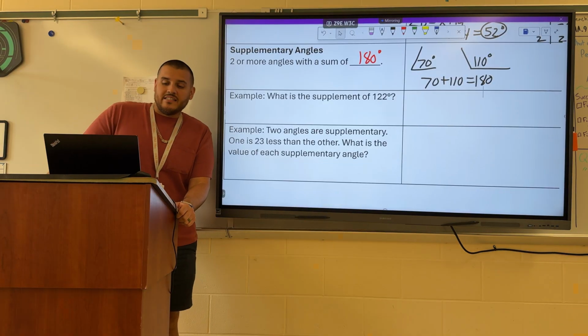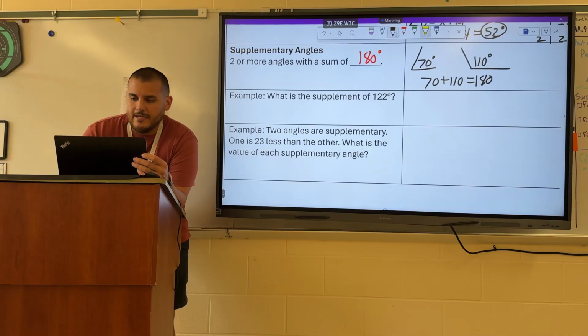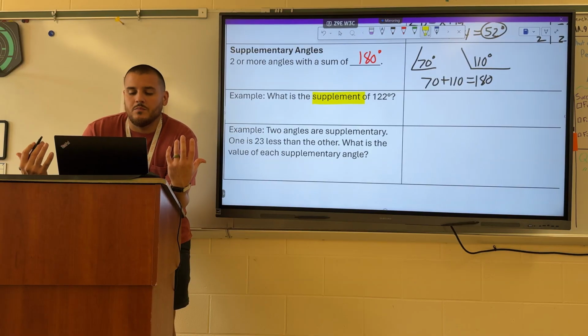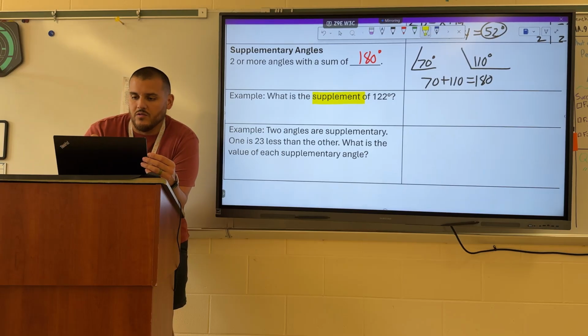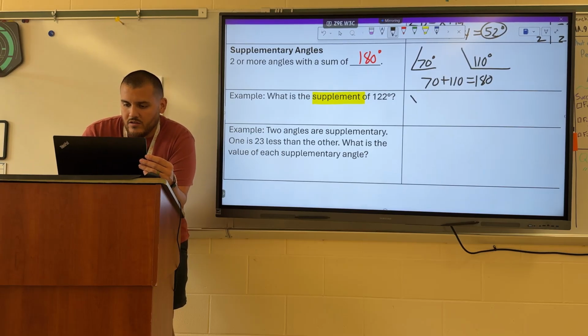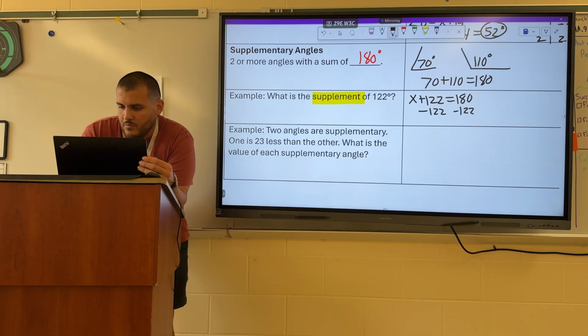Our first example is nice and easy here. It's just asking us to find the supplement of 122 degrees. The supplement of an angle would just be an angle that adds with it to equal 180 degrees, like supplementary angles do. So we're trying to figure out what value, which we can call x, when added to 122 gives us 180. And that's a solvable equation here. So we subtract 122 from both sides, and we would find that that angle is 58 degrees.